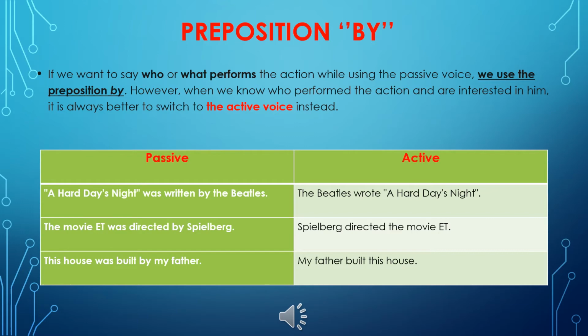Another one, passive. The movie E.T. was directed by Spielberg. Now the active one, Spielberg directed the movie E.T. Now another passive one. The house was built by my father. Let's try to make it active. My father built this house.